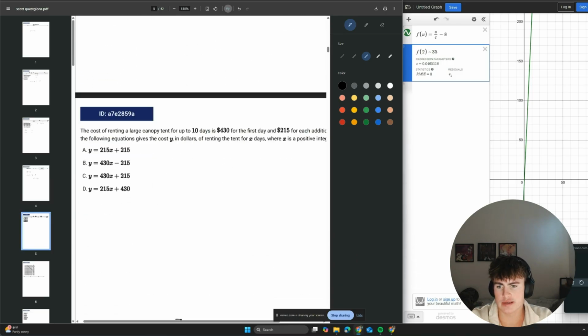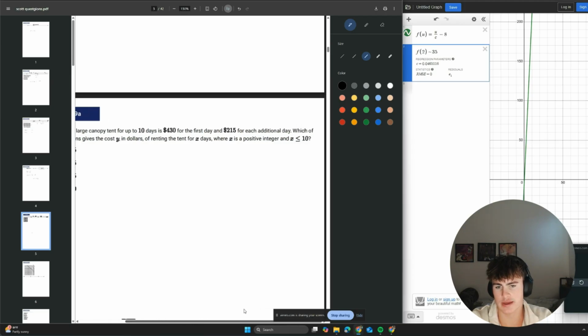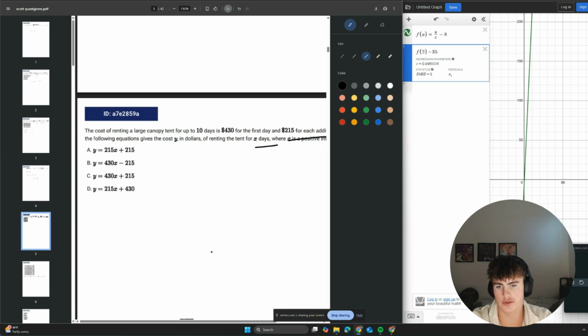The cost of renting a large canopy tent for up to 10 days is $4.30 for the first day and $2.15 for each additional day. Which of the following gives the cost Y in dollars of renting the tent for X days? So $4.30 for the first day.